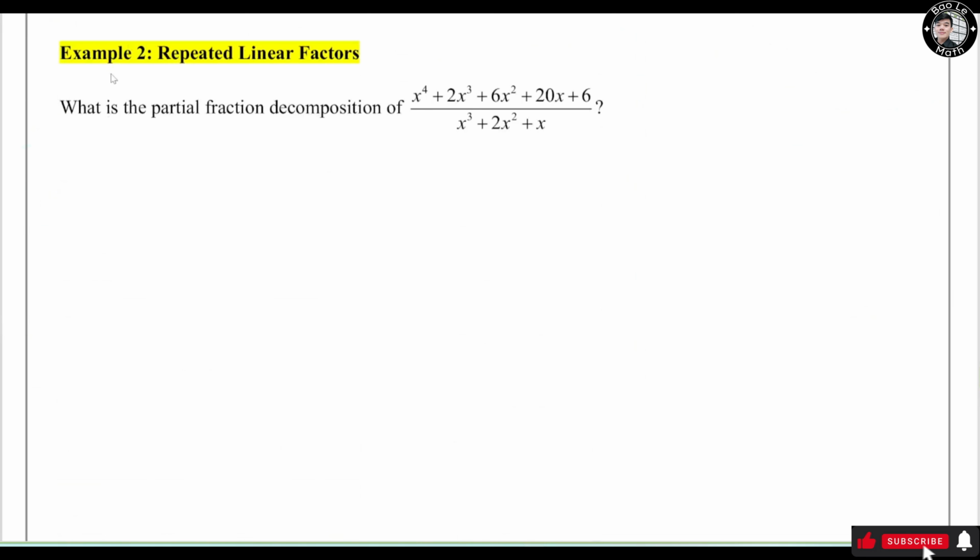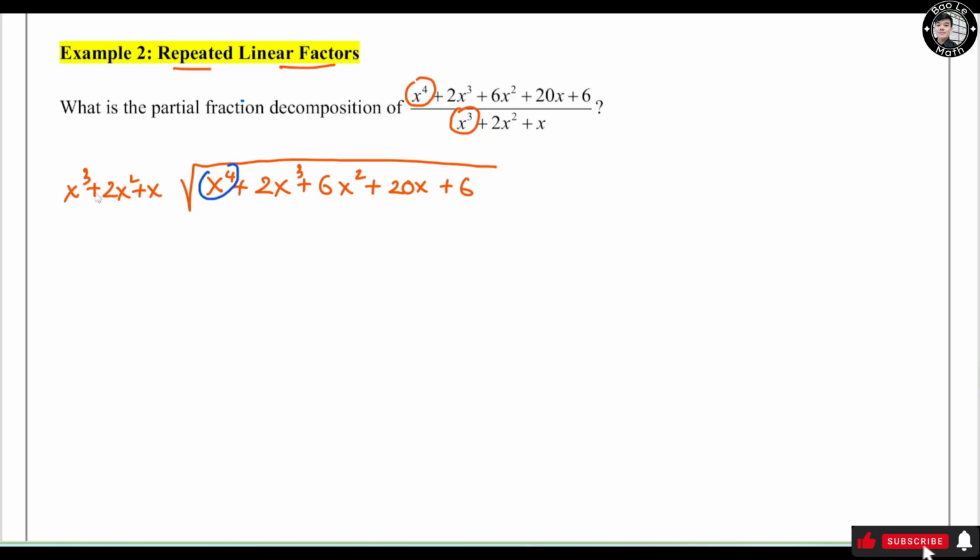Now let's move on to example number 2, repeated linear factors. Now observe that the degree of the numerator is bigger than the degree of the denominator, so we need to perform long division. S to the 4 divided by s cubed, you have s. Multiply this back: you have s to the 4, s times 2s squared is plus 2s cubed, s times s is plus s squared. S to the 4 subtract this one, 0.